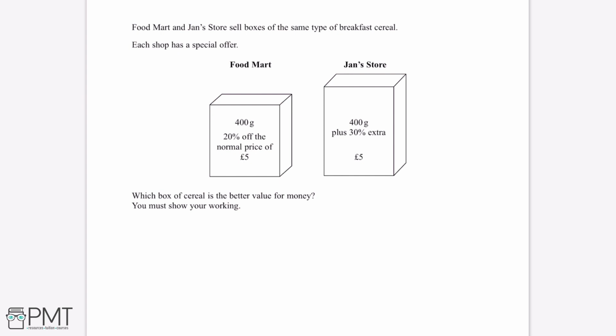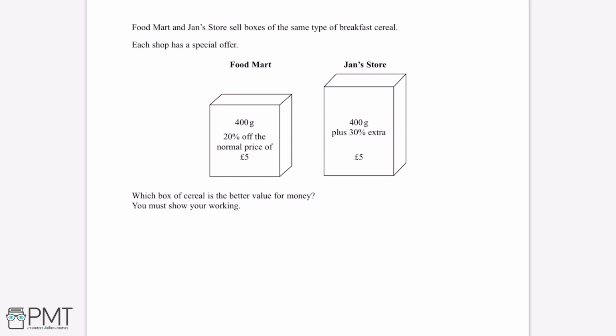Food Mart and Jan's store sell boxes of the same type of breakfast cereal. Each shop has a special offer. Food Mart, 400 grams, 20% off the normal price of £5. Jan's store, 400 grams, plus 30% extra for £5. Which box of cereal is better value for money? You must show your working.